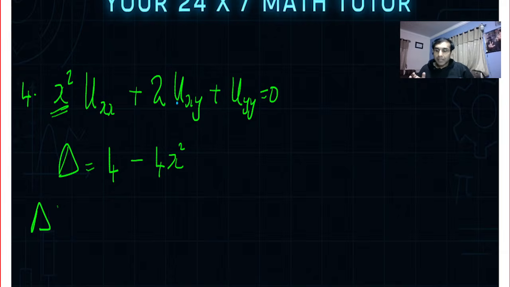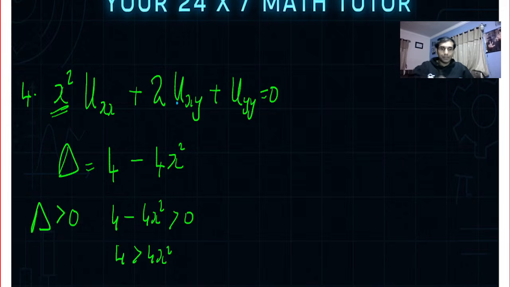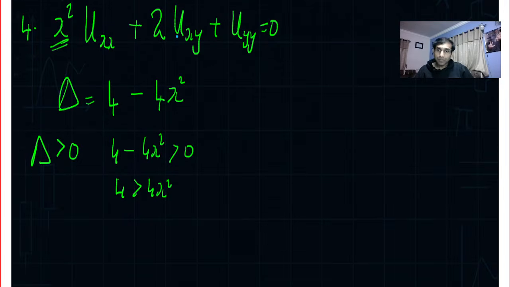If discriminant is positive, it's hyperbolic. So 4 minus 4x square greater than 0. So 4 is greater than 4x square. That means 1 greater than x square. That means x square less than 1.